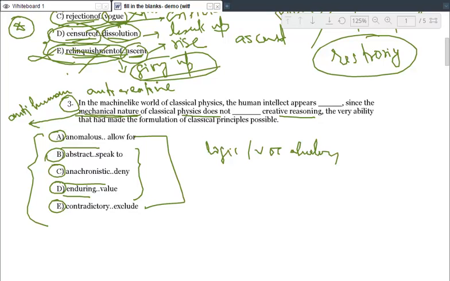People, are you following me? If something is mechanical, it is anti-human, it is anti-creative. That is the biggest hint for me. So, in the machine-like world of classical physics, the human intellect appears what? How should the relationship be between classical physics and human intellect if it's a machine-like world?